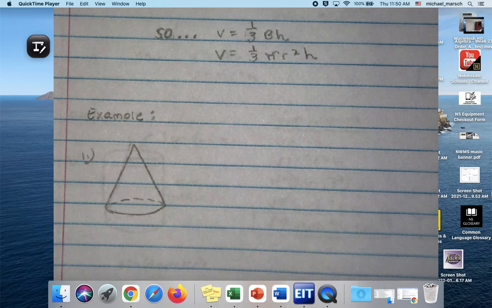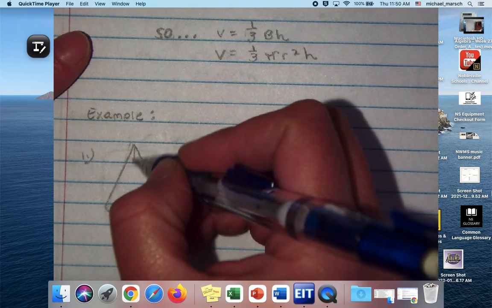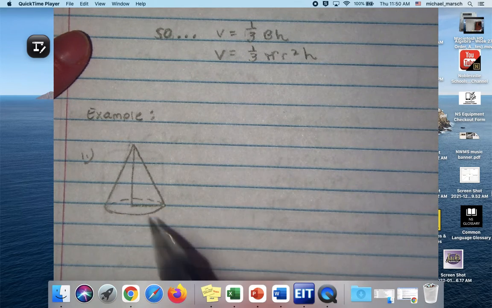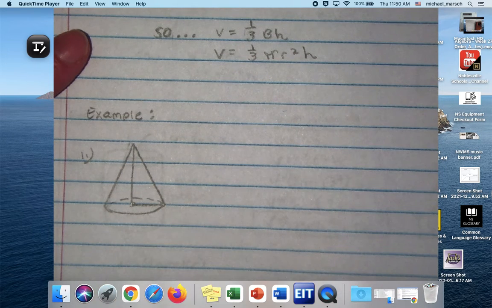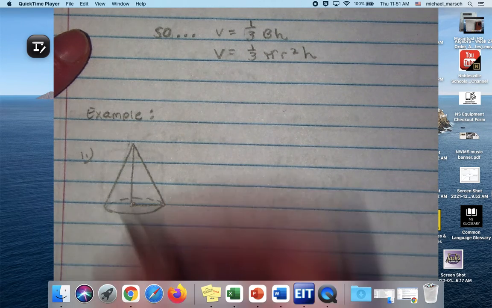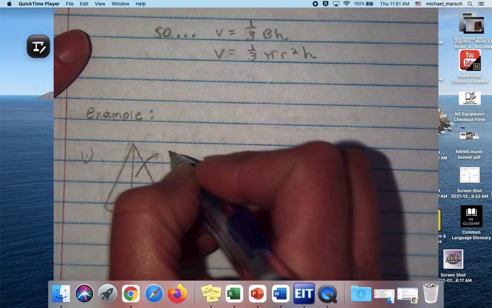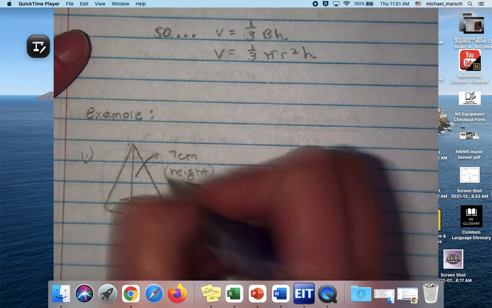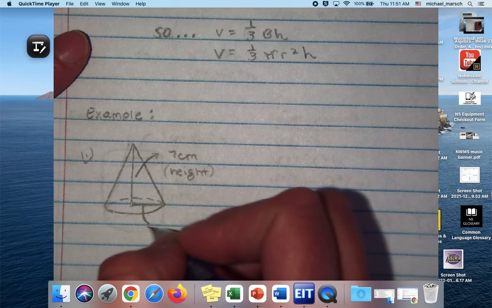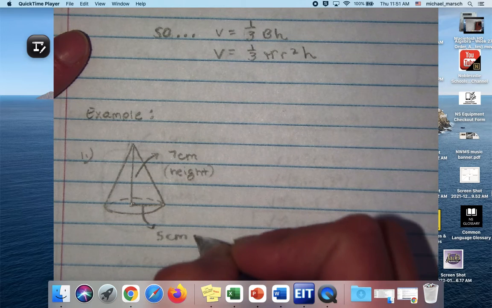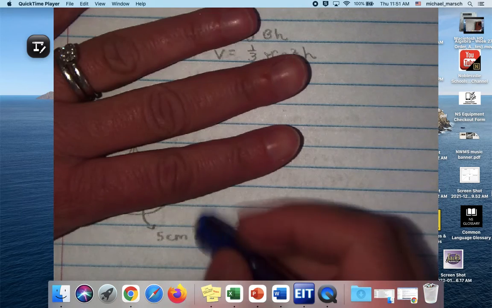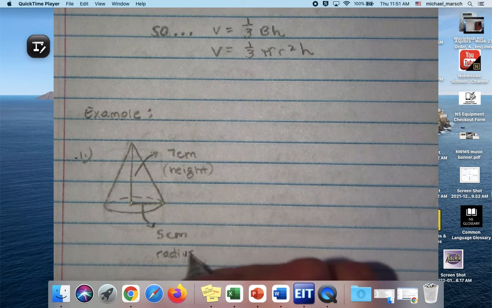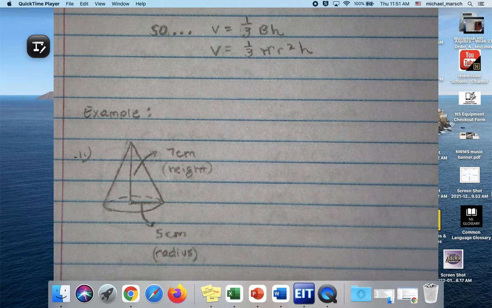The way to show the height of a cone is to pretend like you're dropping an imaginary line down to the base, and you connect it with the radius or the diameter if that's what you're given. So for this example, the height is 7 centimeters and the radius is 5 centimeters. Are we going to do approximately exactly? We sure are.